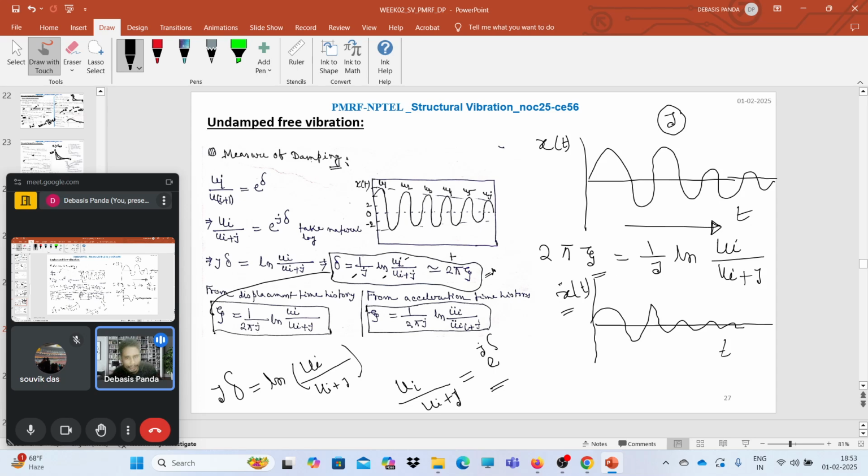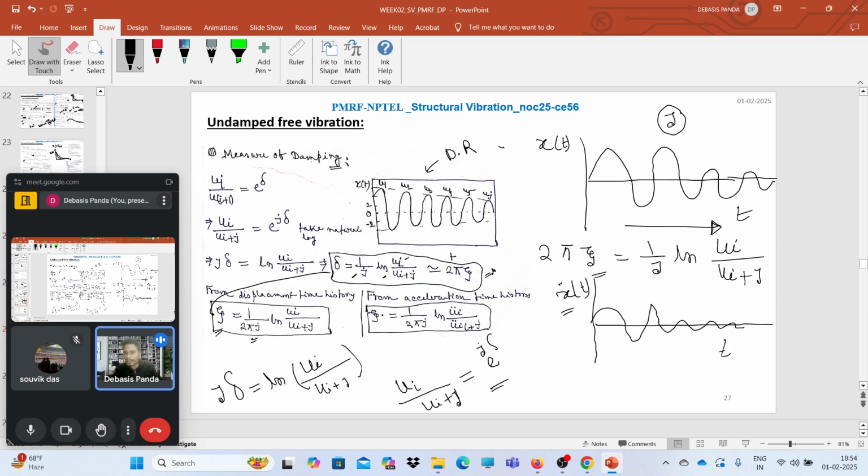So zeta is equal to nothing but 1 by twice pi j, where j is the number of cycles. We will solve a few problems so that things will get more clear. So ln ui divided by ui plus j. If we have the displacement response, this is the displacement response of a free vibration case, so we can calculate the zeta.